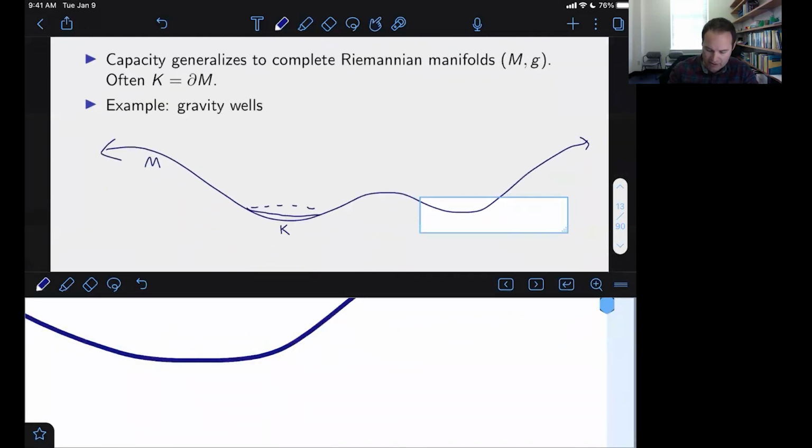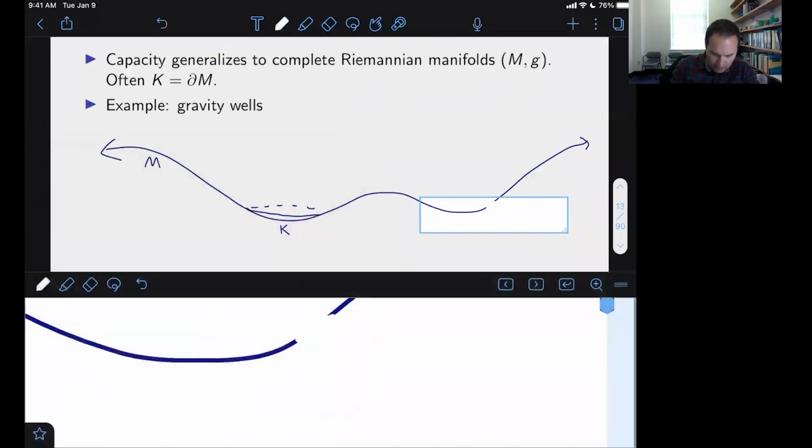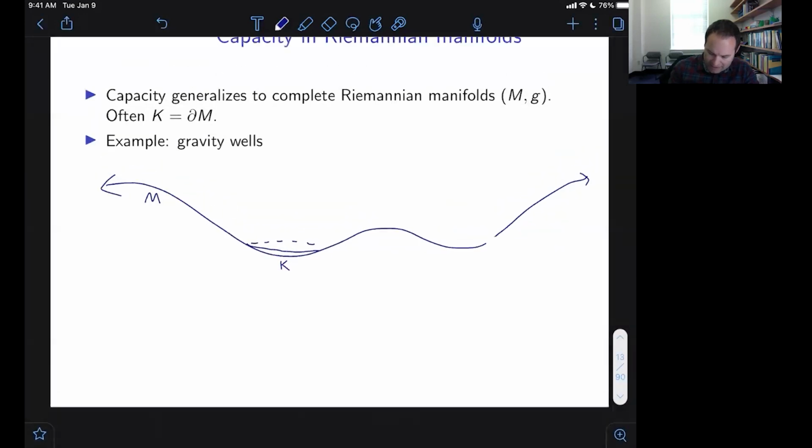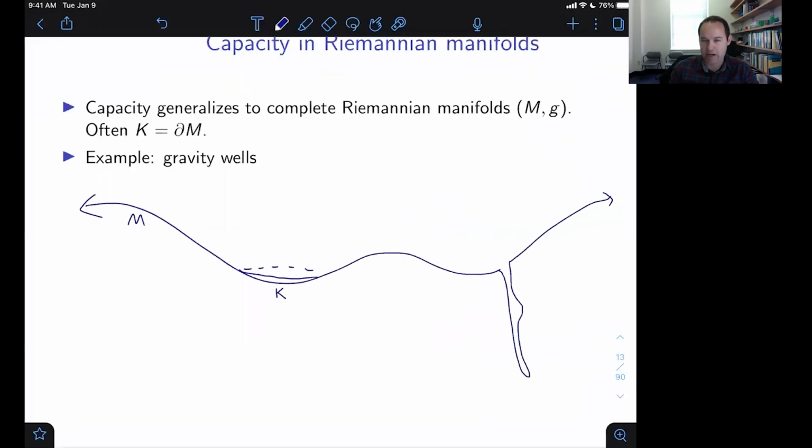If you change the metric outside of K by maybe removing a small ball and then pasting in what are sometimes called, especially in a GR context, gravity wells, or you put in some long tentacle, or just some long finger, the capacity is largely insensitive to that. If you put in a finger like that or a tentacle, there's no reason for the capacity to see that, because there's no advantage to the test functions changing very much on those tentacles. So the capacity doesn't care about things like that.